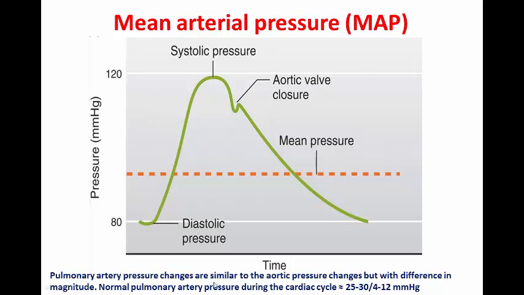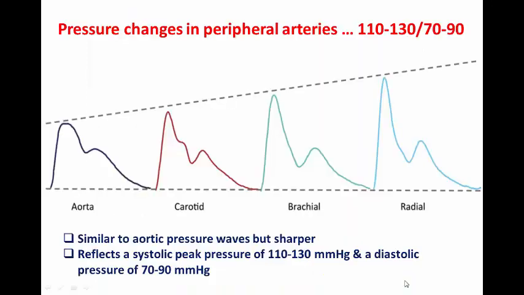Pulmonary artery pressure changes are similar to the aortic pressure changes, but with difference in magnitude. In fact, the pressure in the aorta is 6 to 7 times higher than the pressure in the pulmonary artery. So normal pulmonary artery pressure during the cardiac cycle is approximately 25 to 30 millimeters of mercury during systole and 4 to 12 millimeters during diastole.